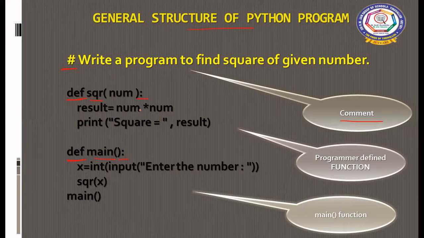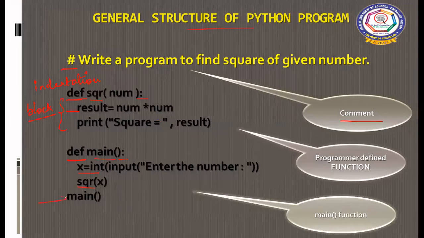And we have result equal to num into num, print of square equal to result. You can notice that a gap or space has been given between def and result, which we call indentation. When we specify indentation, it specifies a block of code in that particular function. In the same way, in def main also we have statements with indentation, which specify a block of code for that function.